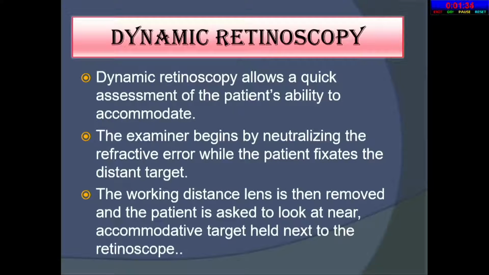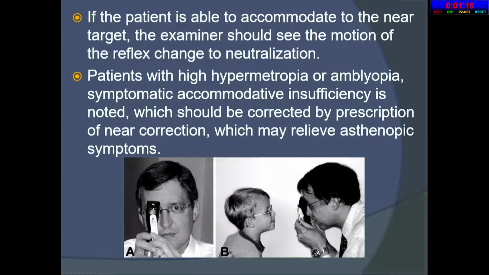Last but not the least, the dynamic retinoscopy. It allows a quick assessment of the patient's ability to accommodate. The examiner begins by neutralizing the refractive error while the patient fixates on a distant target, and the working distance lens is then removed and the patient is asked to look at the near accommodative target, which is held next to the retinoscope. If the patient is able to accommodate the near target, the examiner should see the motion reflex change to neutralization. If not, the examiner moves to and fro on either eye to see the neutralization.